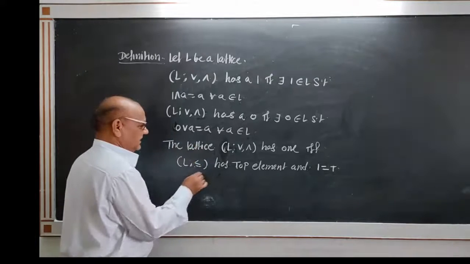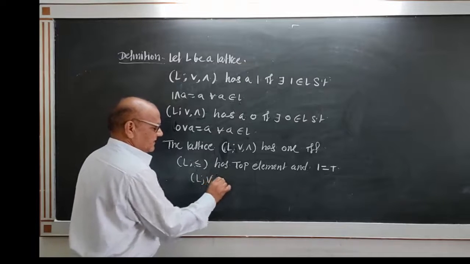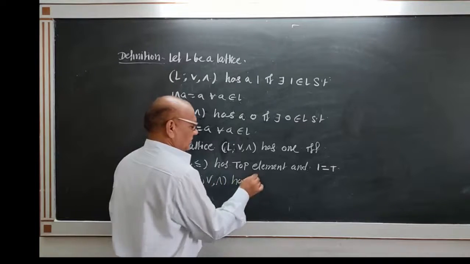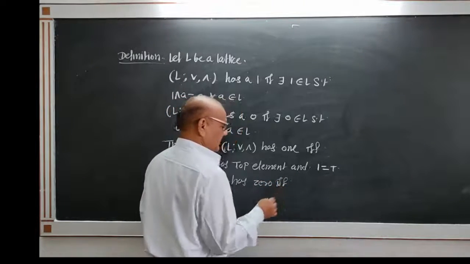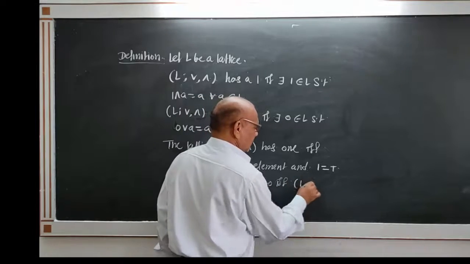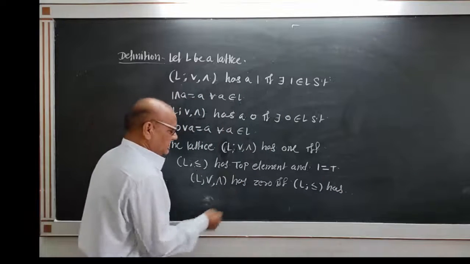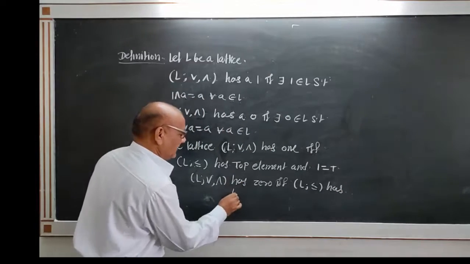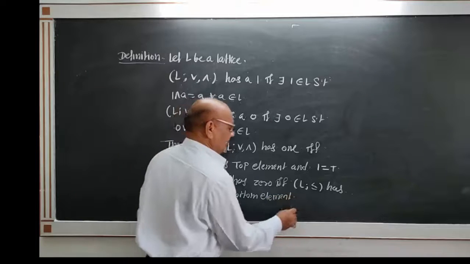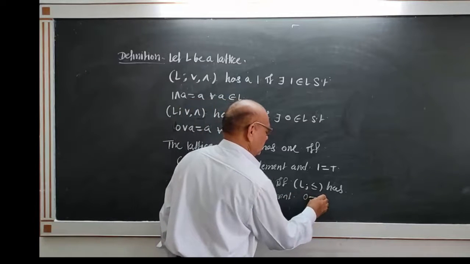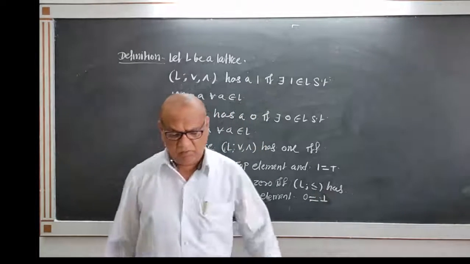Its dual statement: this has 0 if and only if this order set has a bottom element and 0 is equal to bottom. 0 is equal to bottom.